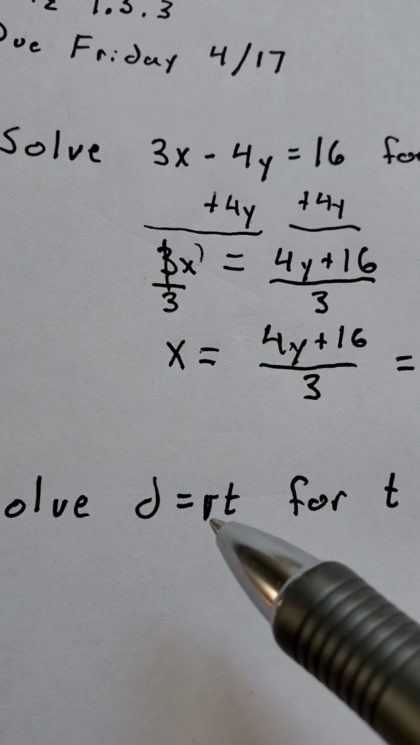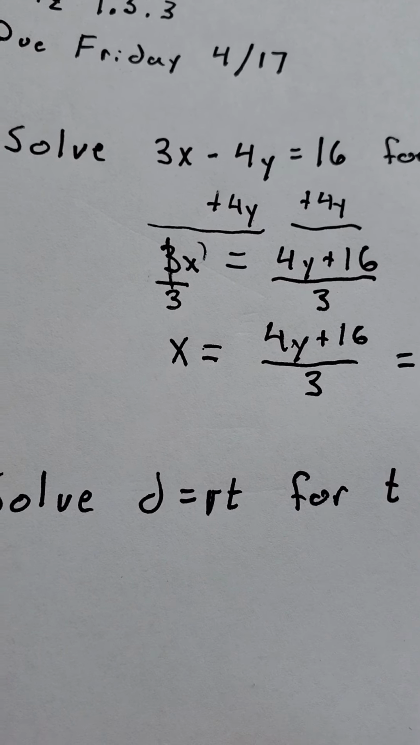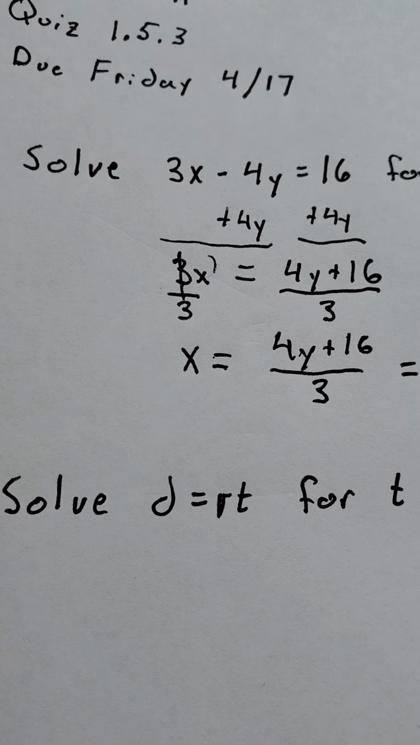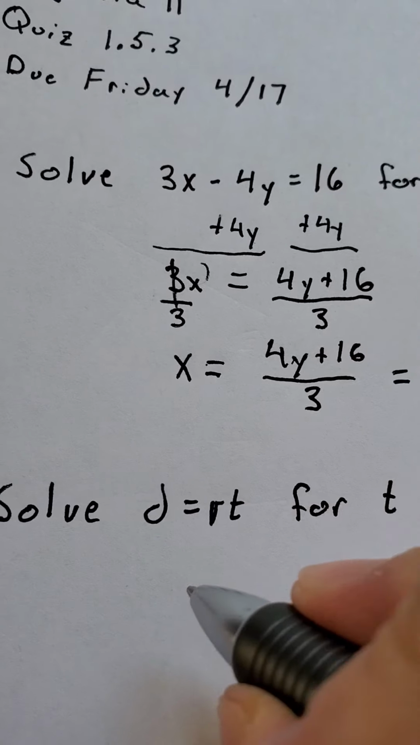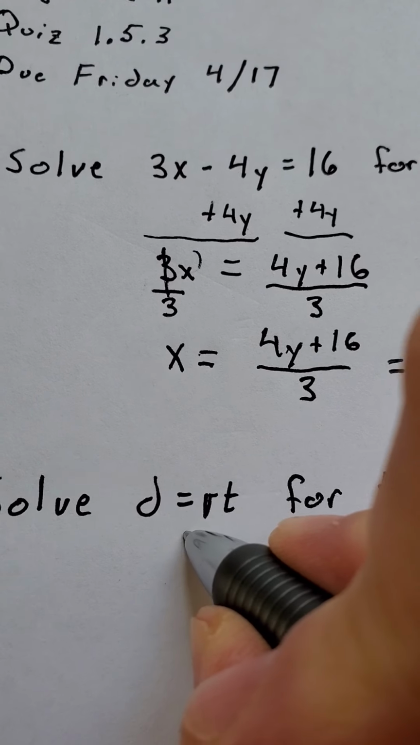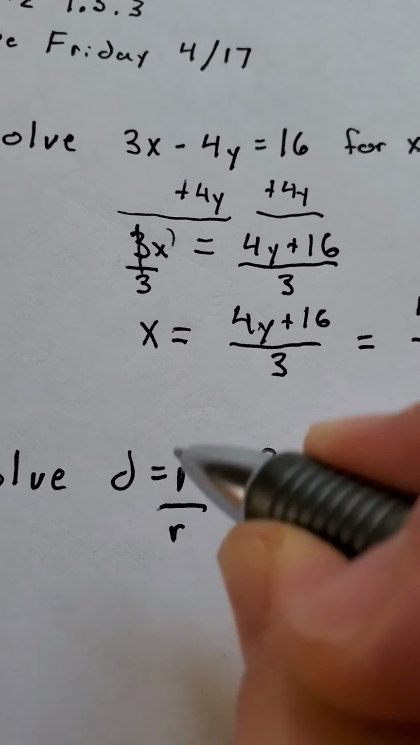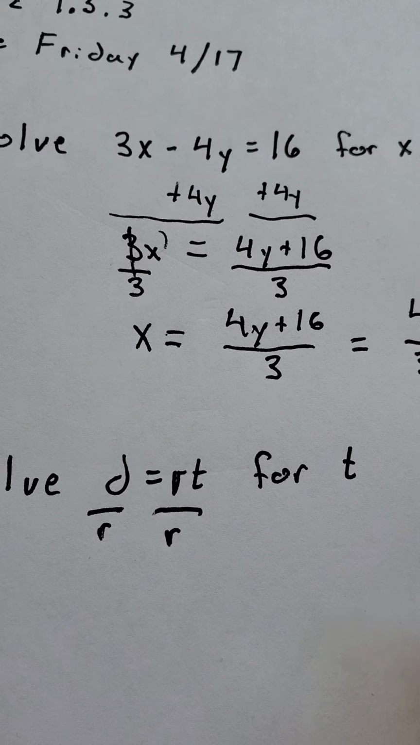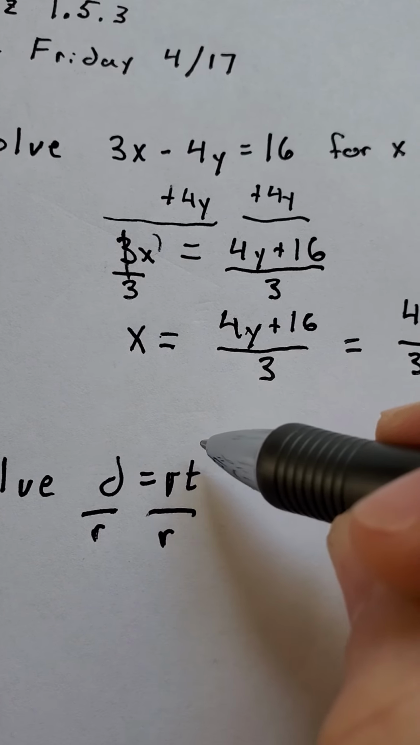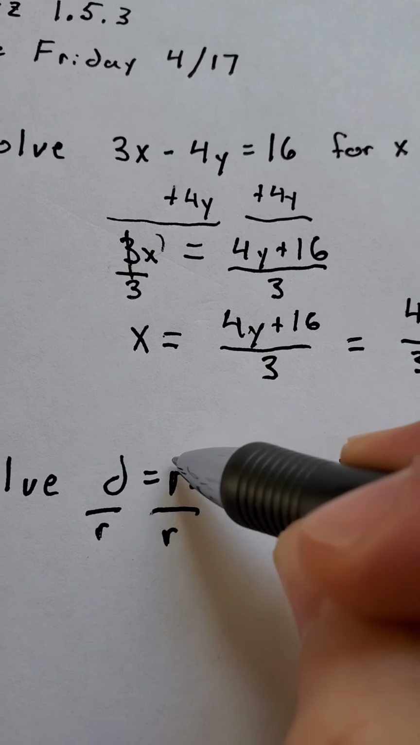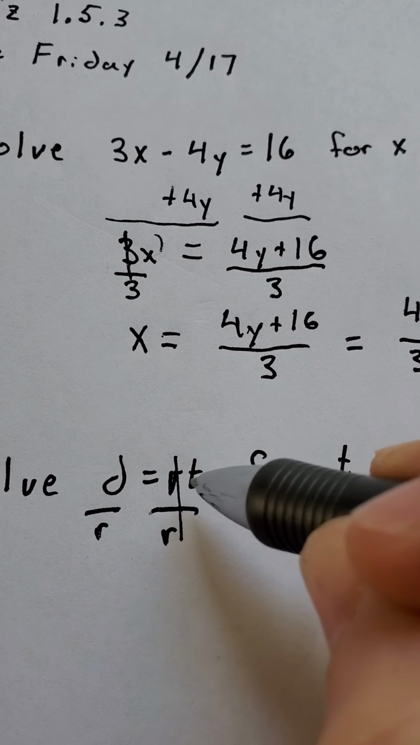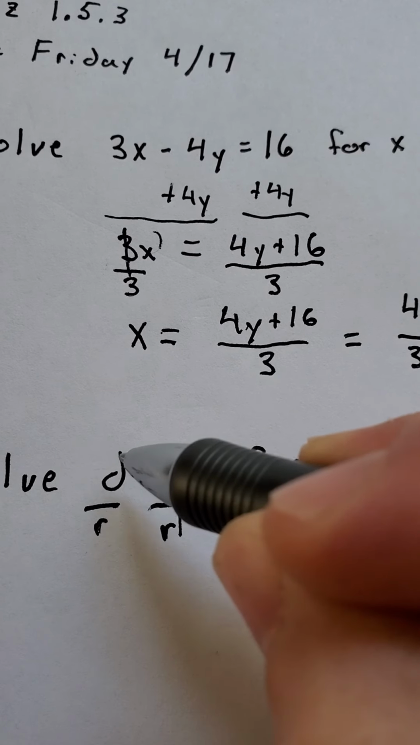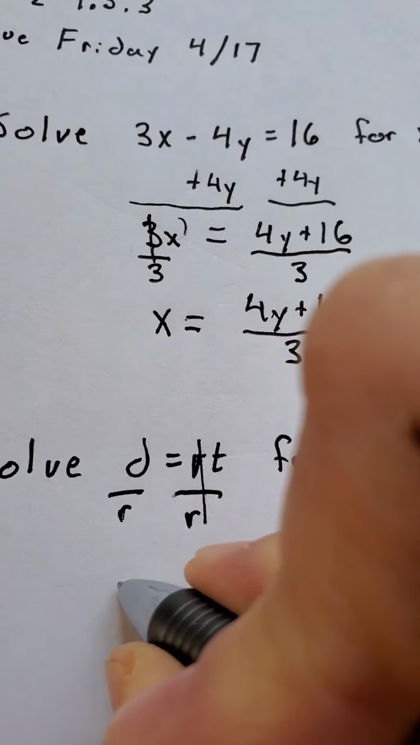The r is multiplying to the t. So to undo that operation, we need to do the exact opposite. We need to divide both sides by r. So we divide this side by r, divide the left side by r. When we do that, these r's on the right side will cancel. And so you'll just have t that's left all by itself. And on the left side, you have d over r.